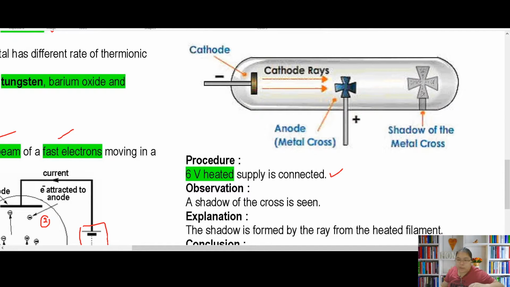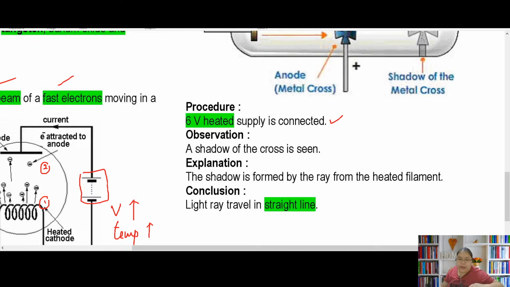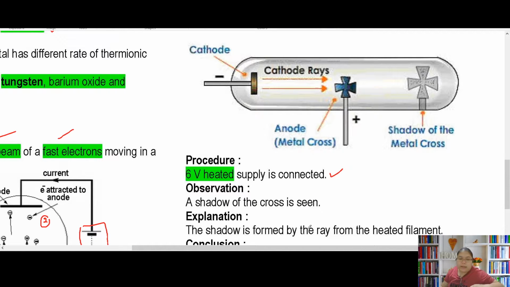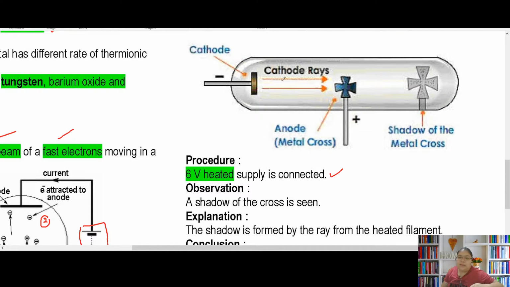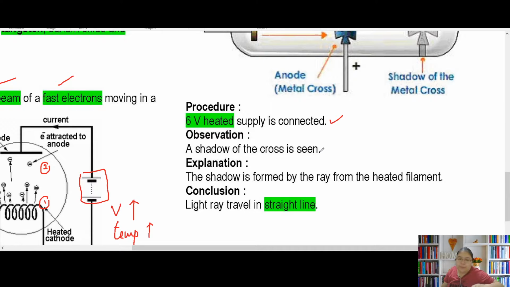Okay, now we go to the explanation. Why is there a shadow? The shadow is formed by the rays from the heated filament. If you don't have any light, you cannot see the shadow. So when I just heat the filament, it produces light, so I can see the shadow on the screen. So the conclusion is that light rays travel in a straight line. If they did not travel in a straight line, I could not see the shadow exactly on the screen. Maybe they would be deflected. So from here, I can prove that light rays travel in a straight line during thermionic emission.